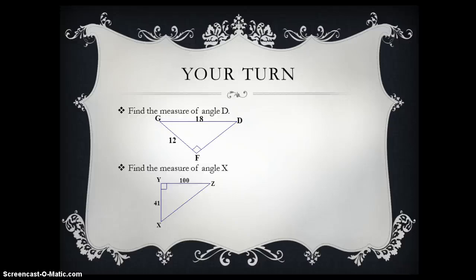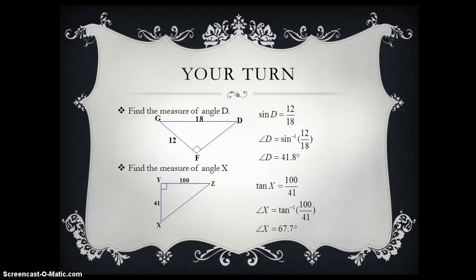Find the measures here of angle D and angle X. Pause the video and give it a shot. Angle D, we're going to use the sine function, which is 12/18. So the inverse sine of 12/18 is 41.8 degrees. For angle X, we're going to want to use the tangent function because we don't have the hypotenuse. Tangent of X is 100 over 41. So the inverse tangent of 100 over 41 is 67.7 degrees.